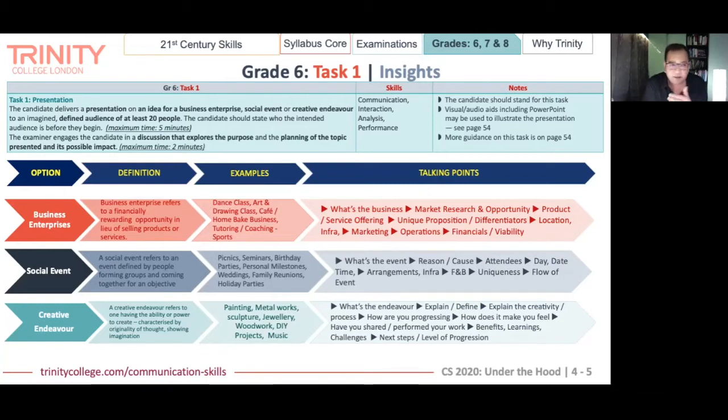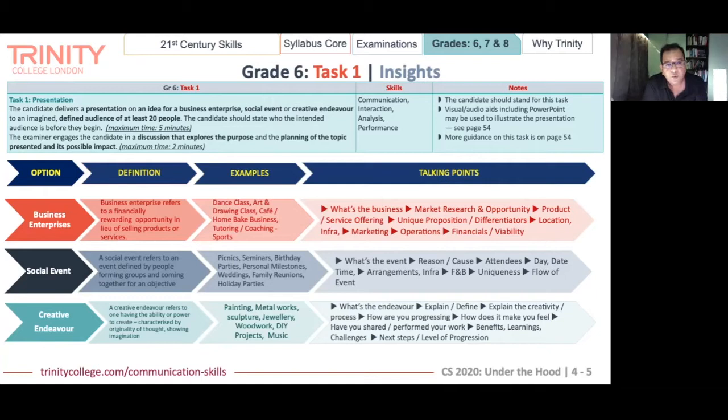So now coming back to, let's see what a business enterprise is. So essentially any enterprise which has a financially rewarding opportunity in lieu of either selling, trading products or services. So for instance, typical examples would be actually every business out there.